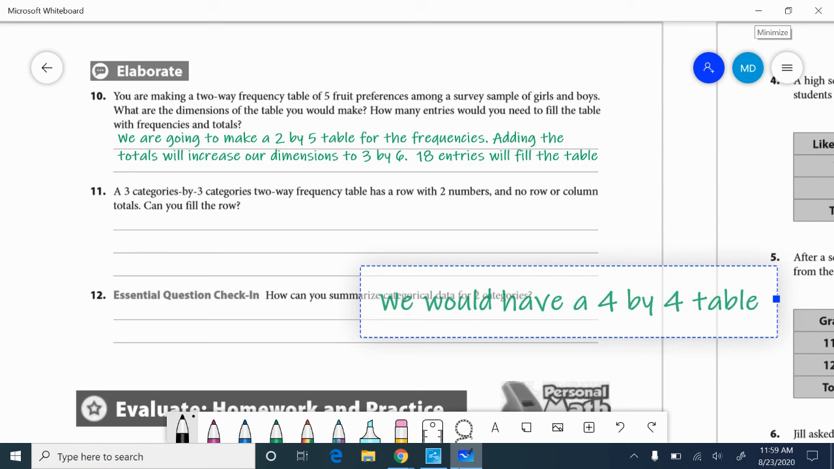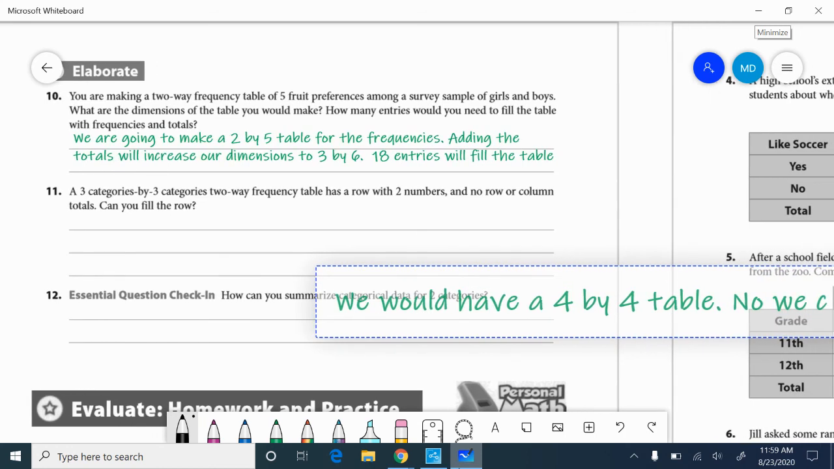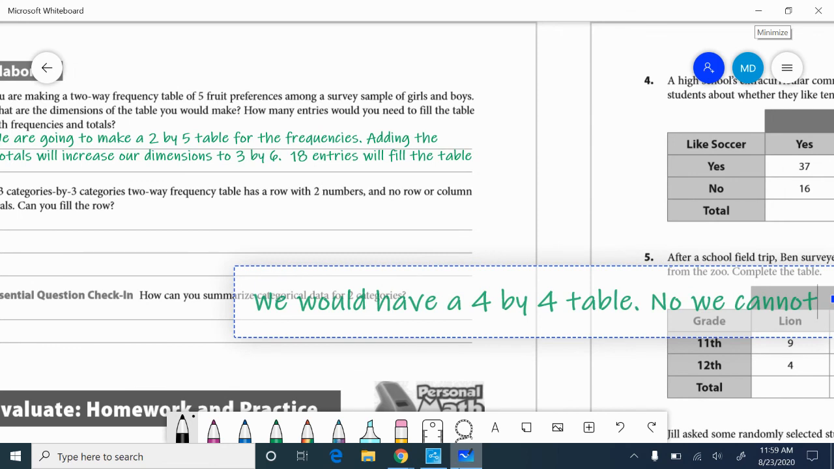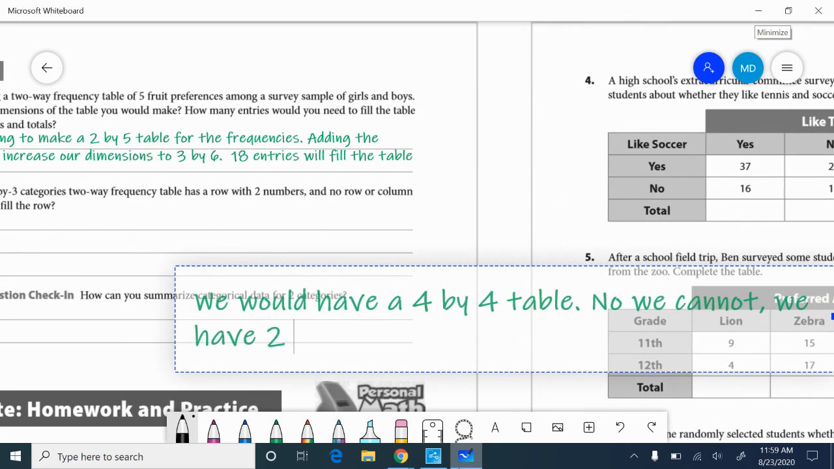Okay, so we know what it looks like. And it says it has a row with 2 numbers and no row or column totals. Can you fill that row? Well, if there's 2 numbers in it and you're missing 2, we can't work backwards. There are 2 unknowns. So no, we cannot. We'd have to have just 1 unknown. Okay, so that's not going to work for us.